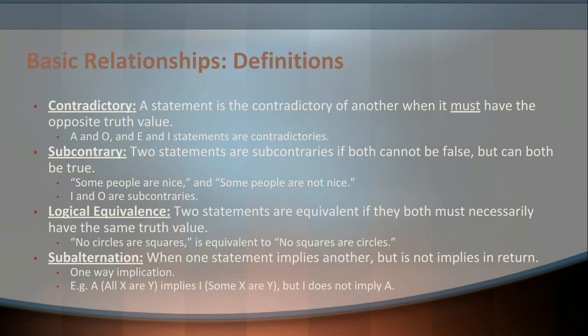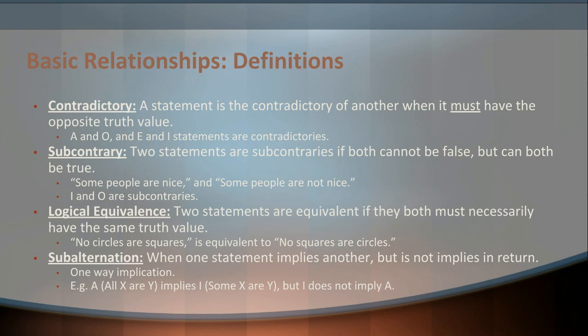Now, a different but related sort of relationship is the subcontrary. Two statements are subcontrary to each other, just like the first one might say they are contradictory to each other. Statements are subcontraries if both cannot be false, but they can both be true. So let's look at this for a second. Two statements are subcontraries if both cannot be false. That is, they both can't be false at the same time, but they could both be true.